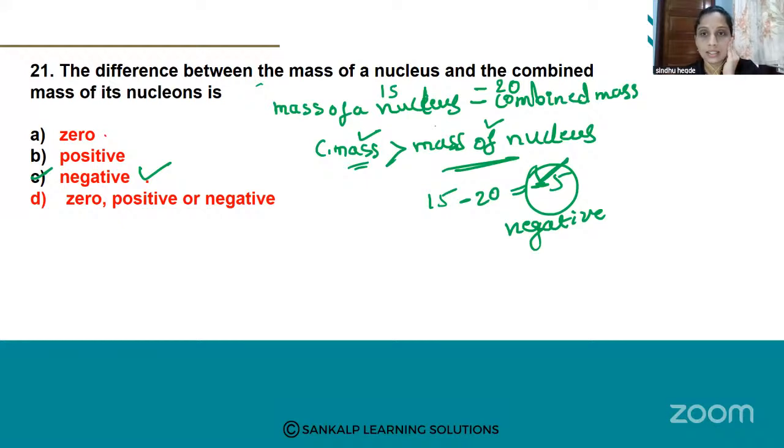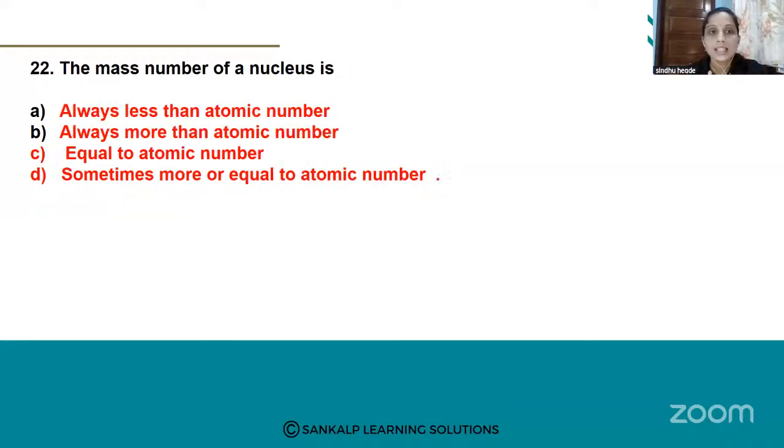is taken by subtracting the combined mass from the mass of the nucleus. So it definitely will come in negative. Okay, the answer comes in negative. So that's why here option C is correct. Got clear? Okay. Next.